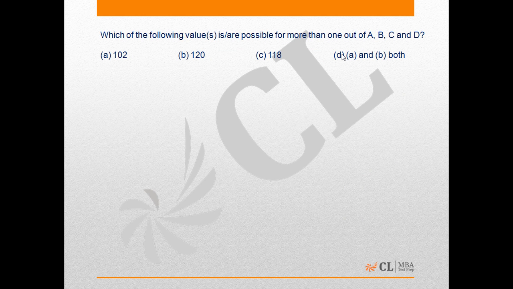In the next question it is asking which of the following values is possible for more than 1 out of A, B, C and D. From the derived values it can be seen that 102 is a possible value of B as well as A, and 120 is a possible value of A as well as D. Therefore, both options A and B are true. Hence, option D is the correct answer.